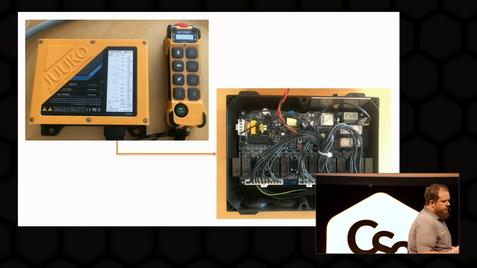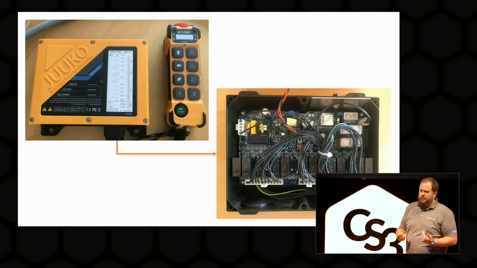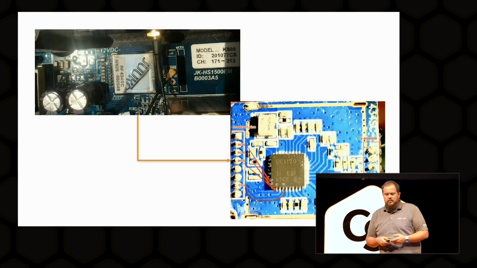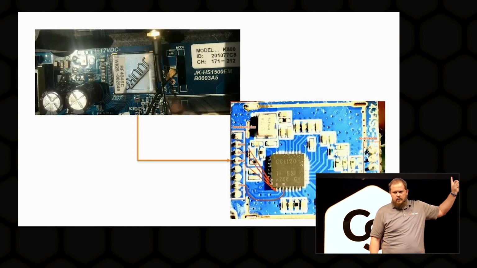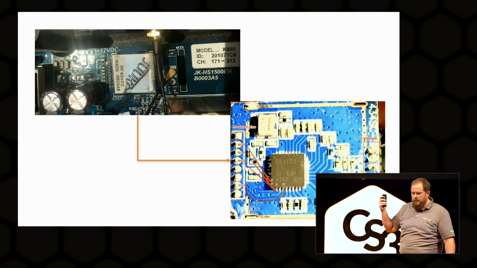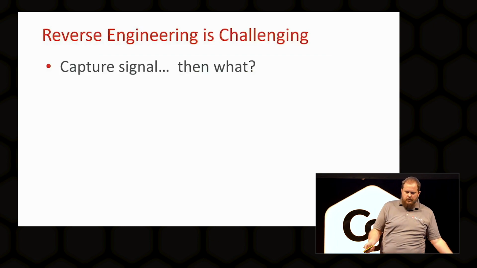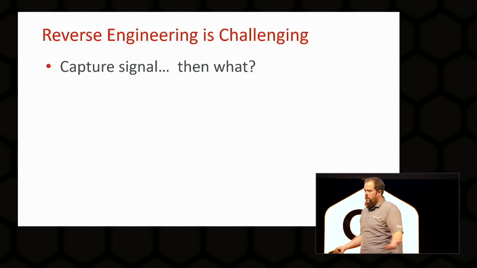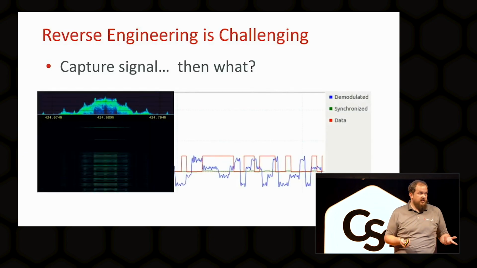To do this, we took apart the case, we opened it up, we looked at the parts, we noticed that's a CC1120 chip that was in this specific model. And then we started doing some RF analysis on it. And so we captured the signal. Now what? Has anyone in here tried to reverse engineer RF signals? Yeah, it's pretty challenging. So we captured it. Now what do?